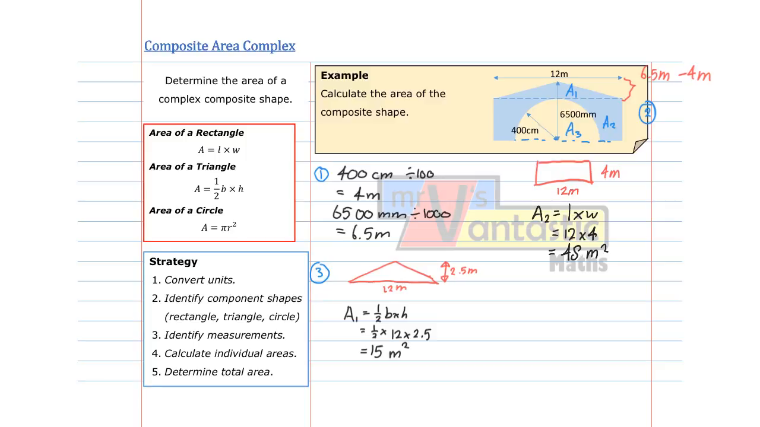All right, and lastly, we are looking at this semicircle, this half of a circle. And the radius of that circle was 4 meters. We've already dealt with that one now. The area of a semicircle is pi r squared, and because we only have half a circle, it's divided by 2. So pi times the radius squared, which is 4 squared, divided by 2, which is 25.13 square meters.